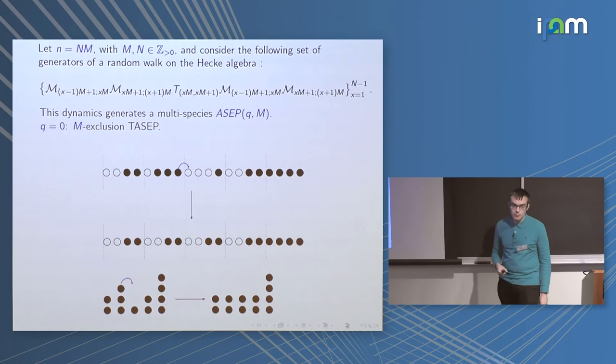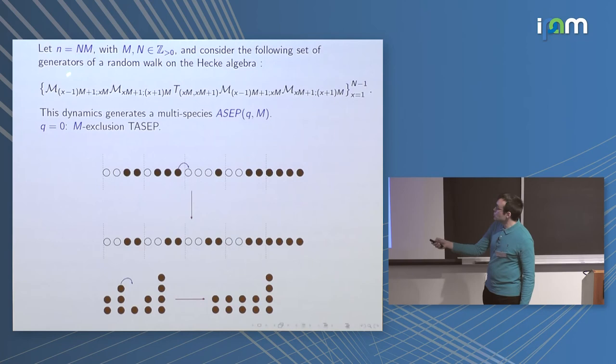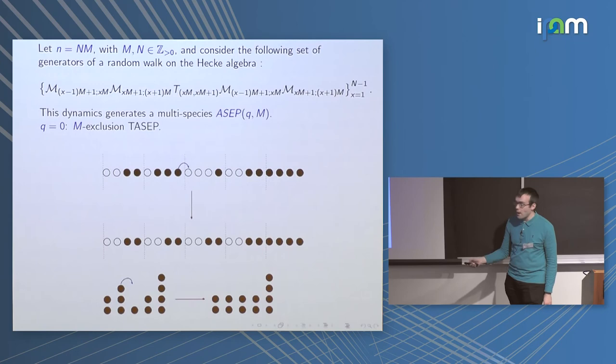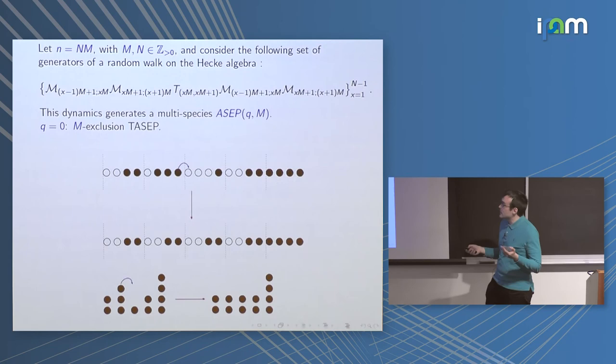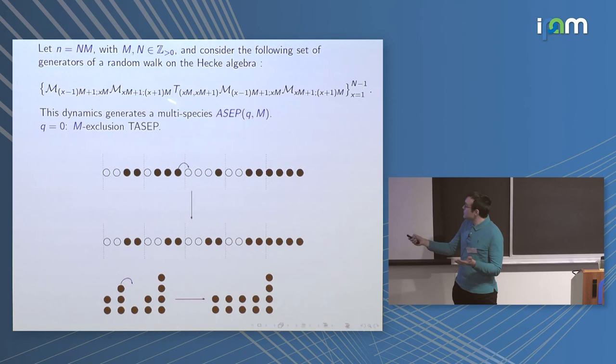So this random walk on the Hecke algebra generated by these generators produces 4-exclusion TASEPs. We can have up to 4 particles inside every position from 0 to 4. And if I do this for general Q rather than Q equals 0, I will also get some non-trivial system. Then I will need these Mellows measures and some information about them. This defines a certain process, and this process is present in the literature. It's called, I think, ASEP QJ.